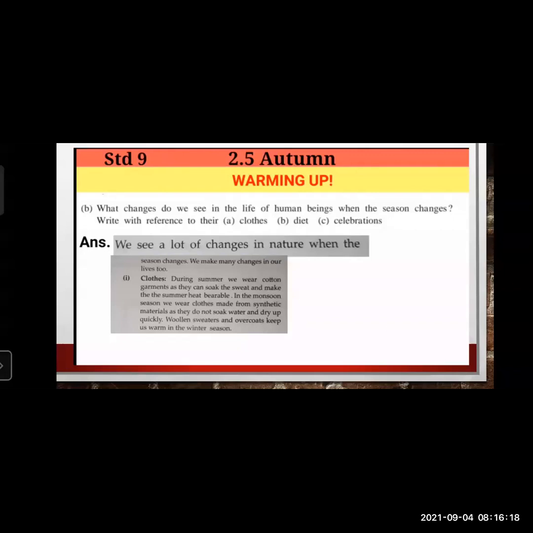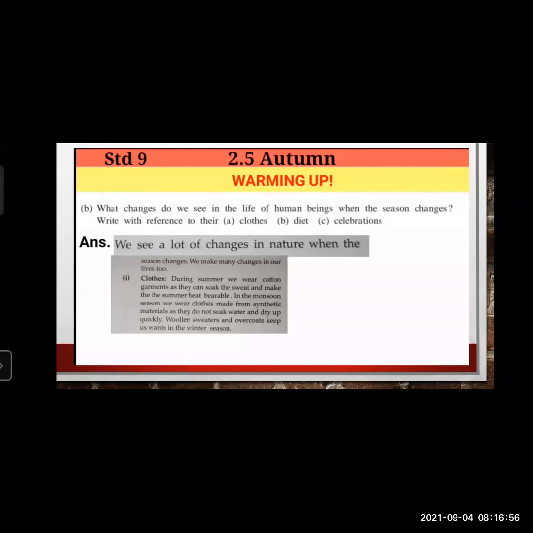So you all know that in the summer season the climate gets hotter, and due to that heavy temperature, due to the increase of temperature, we wear cotton clothes, cotton garments, which are easy and comfortable for us for soaking the sweat and making the heat of the summer season bearable. In monsoon season, we wear clothes made from synthetic material. Why do we use this material in a monsoon season?